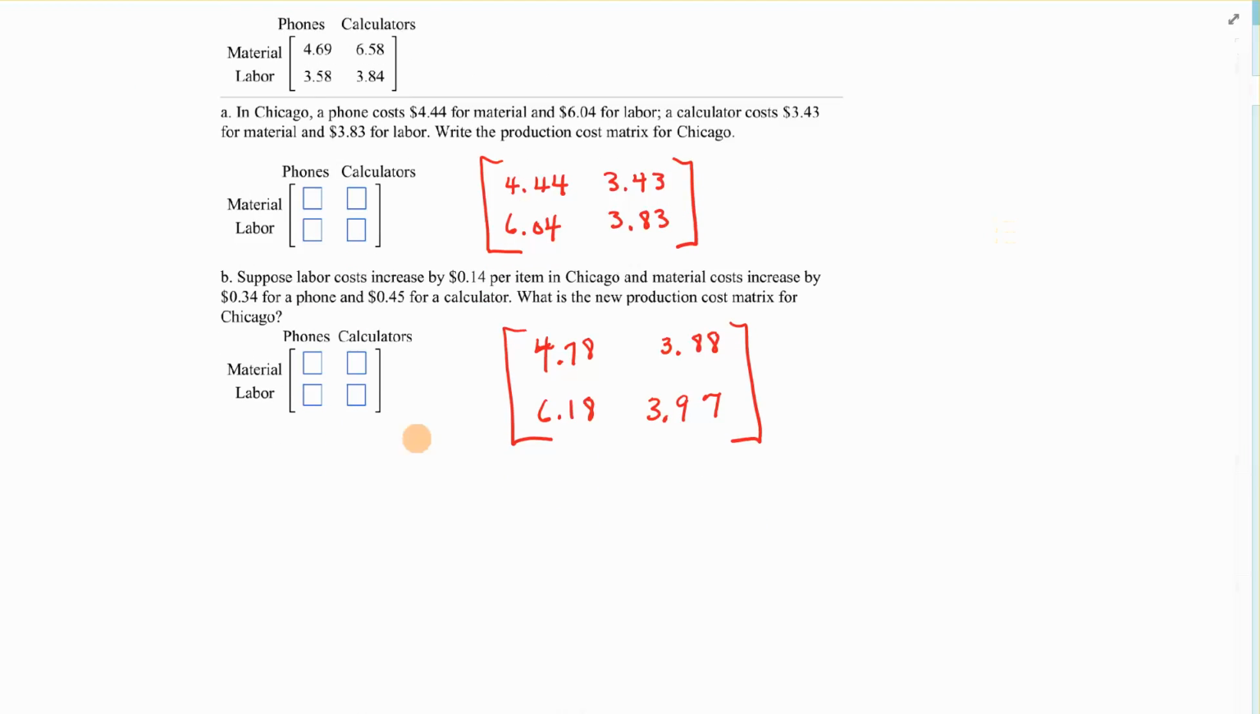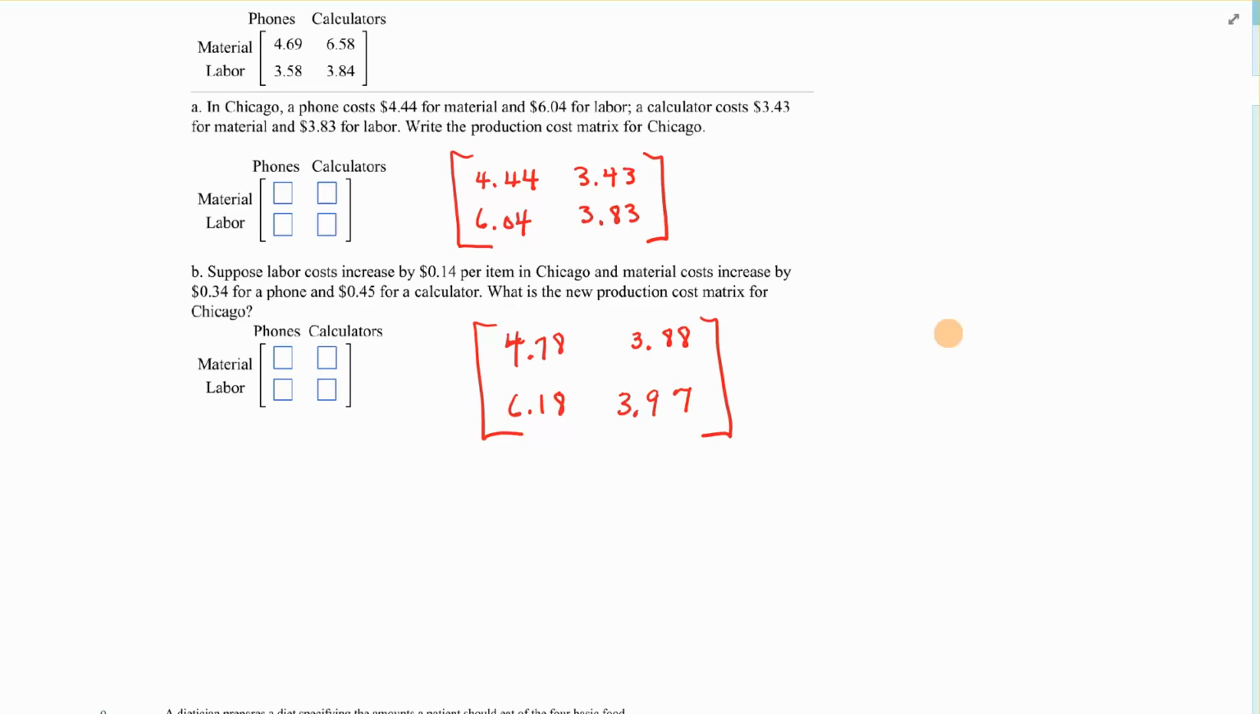Suppose labor costs increase by 14 cents per item in Chicago and material costs increase by 34 cents for a phone and 45 cents for a calculator. What's the new cost? So $4.44 plus 14, I said that wrong, I'm sorry, because this is material here and labor. So the labor is increasing by 14, so we're going to add 14 to both of these. So we get $6.18 and $3.97.